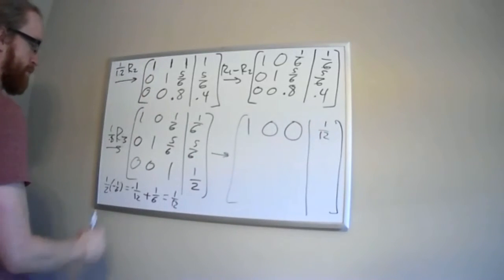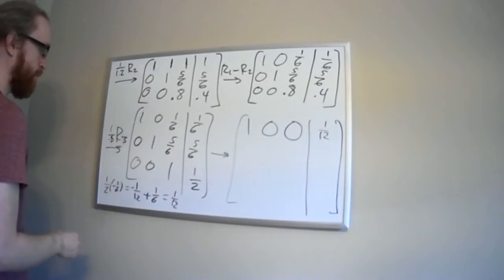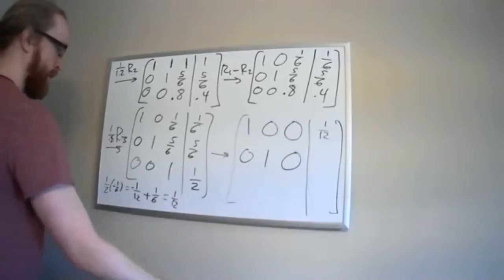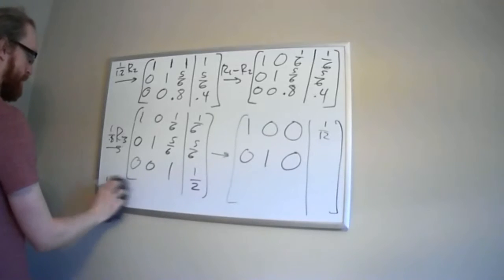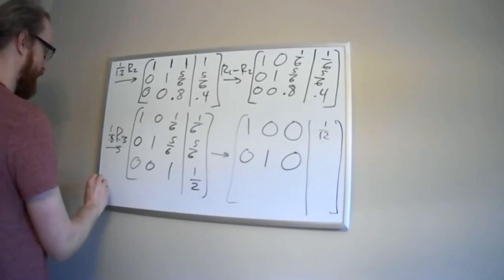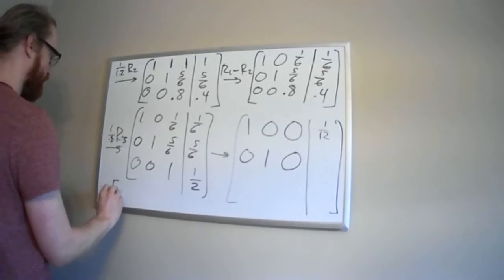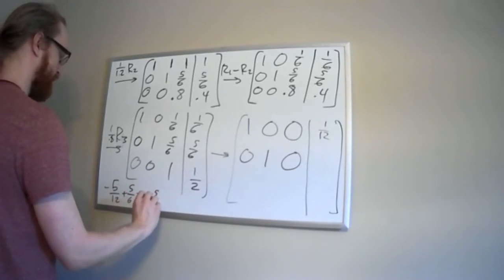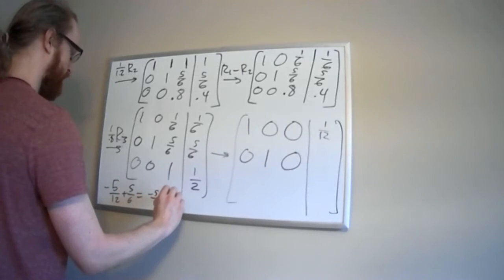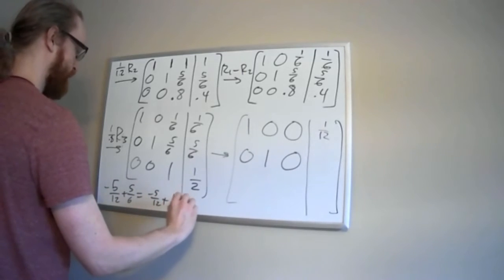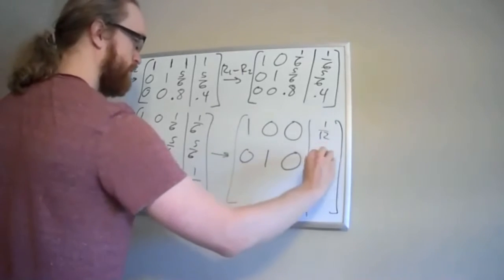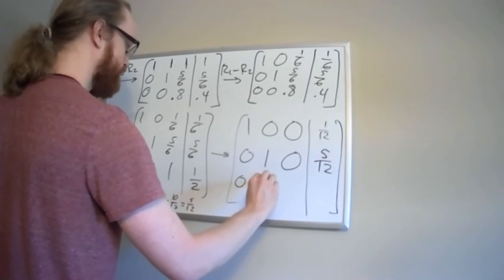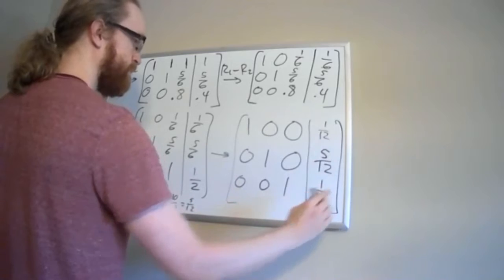And then I'm going to take negative 5/6 and add it to the second row. So I'm going to get 0, 1, 0. And then I need to ask, what's 1/2 times negative 5/6? Well, that's negative 5/12. But plus 5/6, that's negative 5/12 plus 10/12. So I think we just get 5/12. So 5/12, 0, 0, 1, and then 1/2.